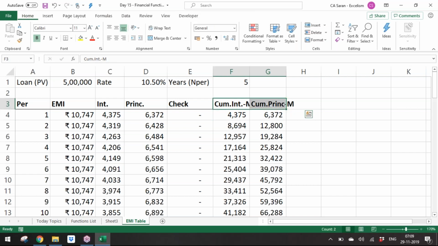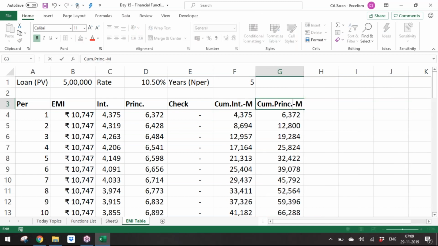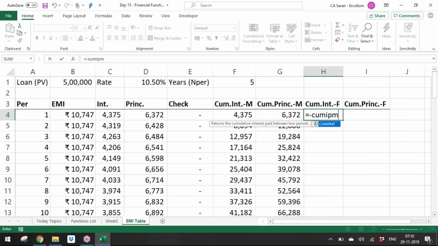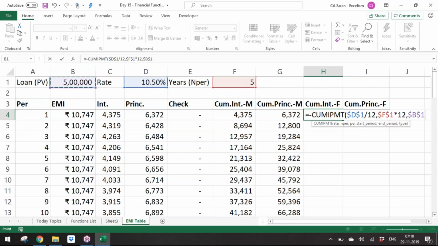Now, is there any method through a formula also I can calculate? Yes. Now let's take cumulative interest and cumulative principal as per the formula also. How to do that? Simple. Equal to CUMIPMT, rate divided by 12, comma, number of periods into 12, comma, present value is this, comma, the start of the period. What is the starting period? This. The starting period is standard.